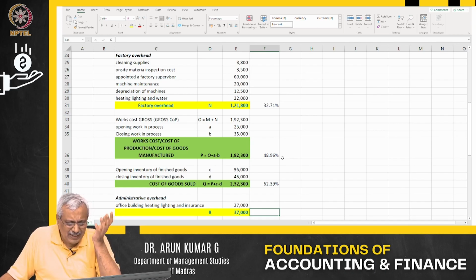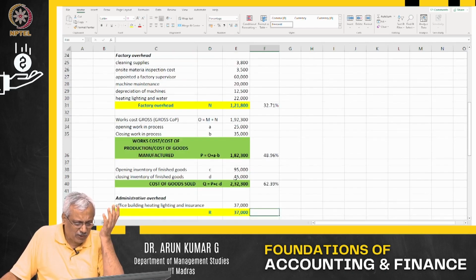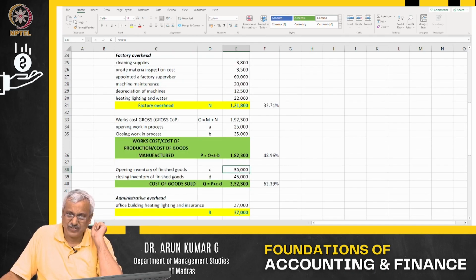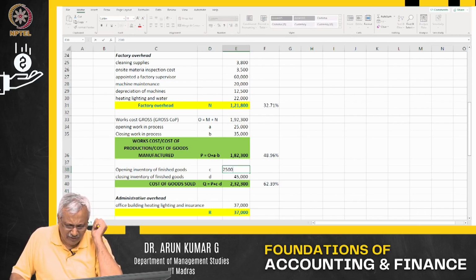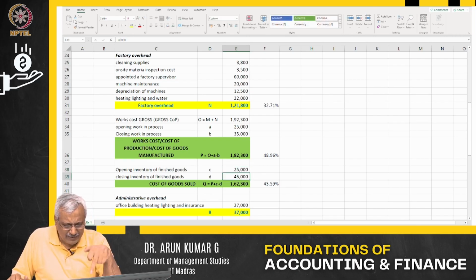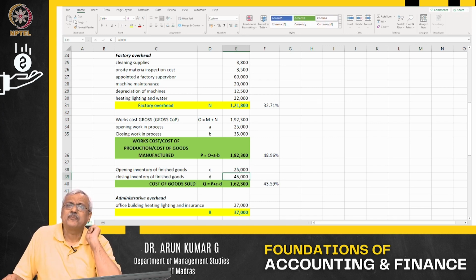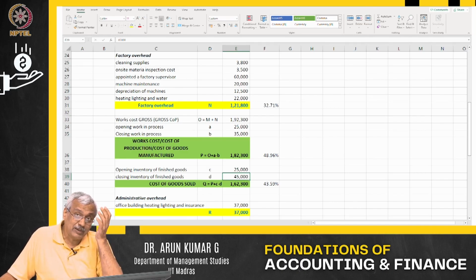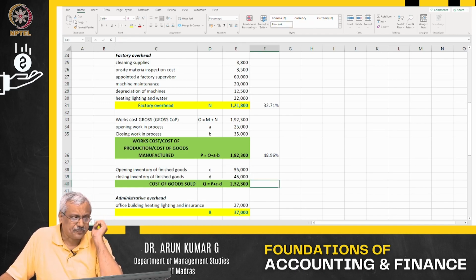Now can I use some kind of a mechanism to control? For example, with finished goods, instead of an opening inventory of 95,000, if I bring it down to 25,000, will my cost of goods sold not come down? Yes, you see it has come down. So whatever finished goods inventory you're holding, that means you're not having too much in stock, you're selling all the goods. That is the message you're trying to convey in this particular case.